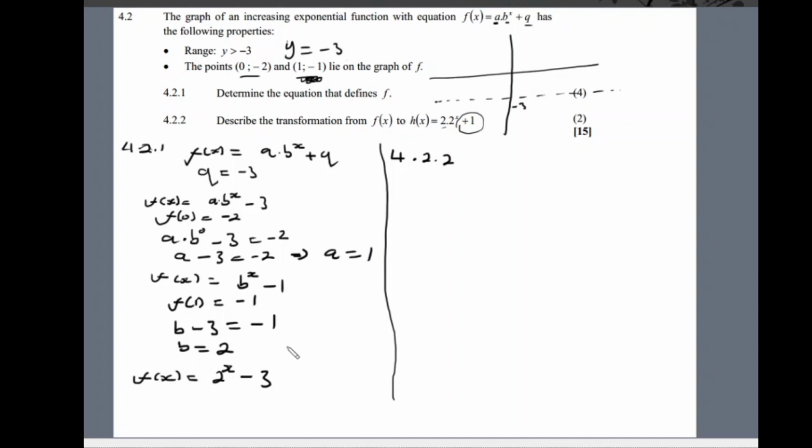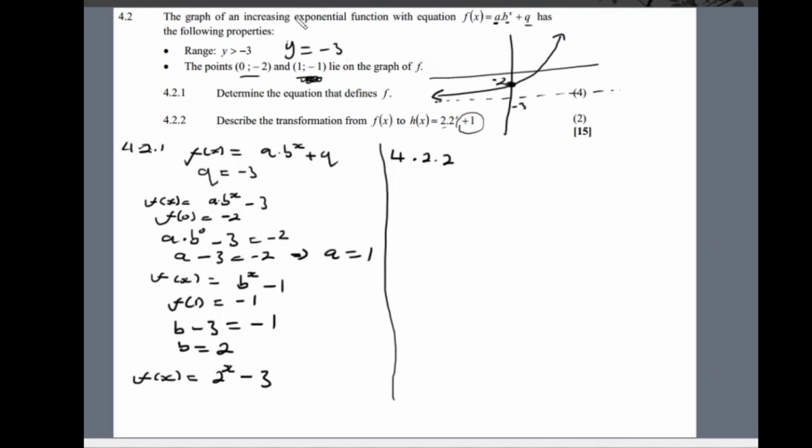And our graph has a y-intercept at, when you substitute 0 there, we'll get 1 minus 3, which is minus 2. It has a y-intercept at minus 2, meaning our function will look like this, right?